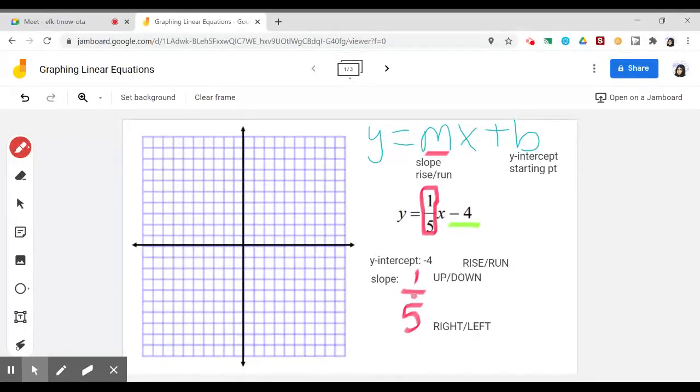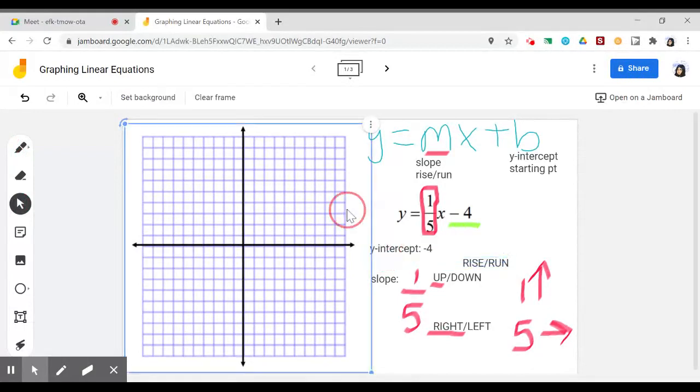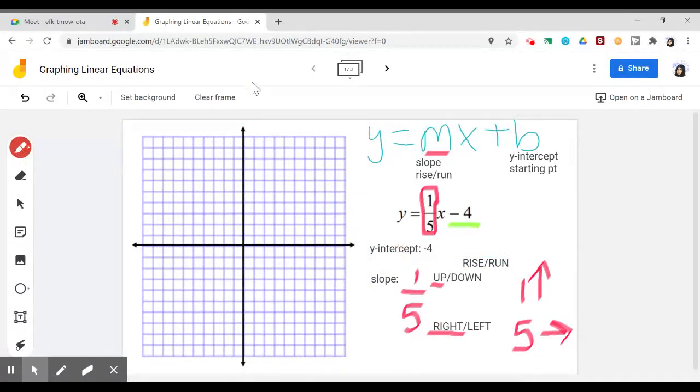So since my 1 is positive, I'm going to go up 1. And since my 5 is positive, I'm going to go right 5. So to graph this, I'm going 1 up and 5 right. So first I'm going to graph my y-intercept, my starting point. So on the y-axis, I'm going to -4. I'm putting a dot.